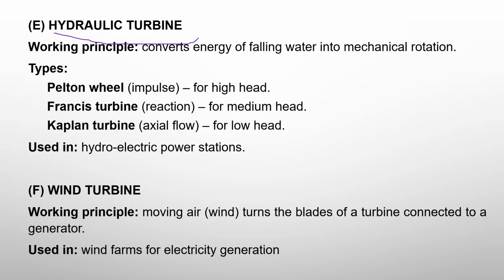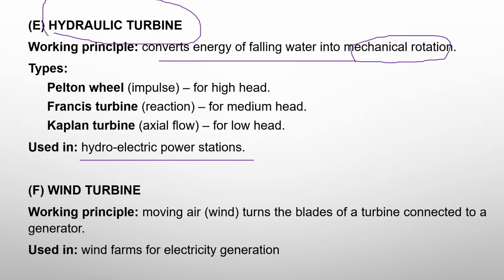Next is a hydraulic turbine. The potential energy of the water which is falling is used to produce mechanical rotation of the turbine shaft, and that is used in the hydroelectric power station. If we talk about the wind turbine, then the moving air or wind turns the blade of the turbine connected to the generator, and ultimately mechanical energy is available. So it is used in wind farms for electricity generation.